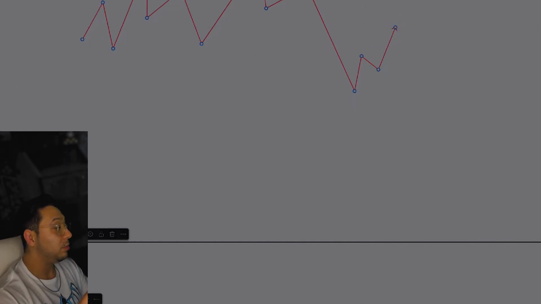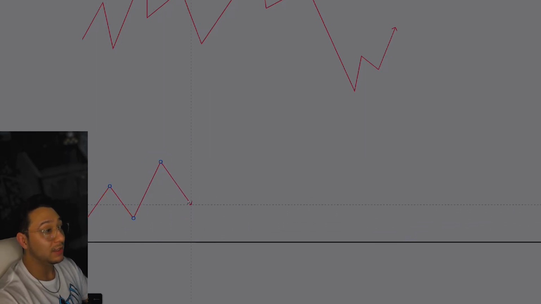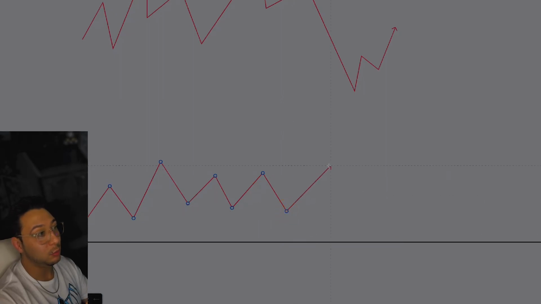Now, after you start implementing risk management, you start looking like this. It might not be all over the place, it might be more like this. Consolidating sideways, but what's going on? This is more consistent. This isn't all crazy and stuff. You're staying in the game here.